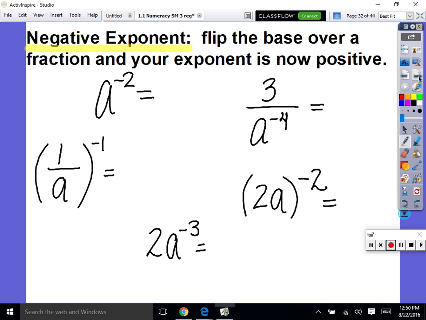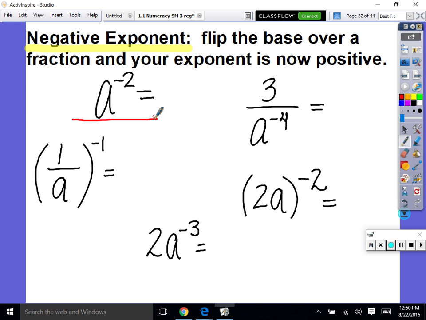Last thing, if you have a negative exponent, it's not acceptable to have a negative exponent in your final answer. So how do you fix that? Watch carefully. Okay. Guys, remember when I'm talking, you don't talk, it's rude? Yeah. To fix a negative exponent, you flip it over a fraction and that will make it a positive exponent.